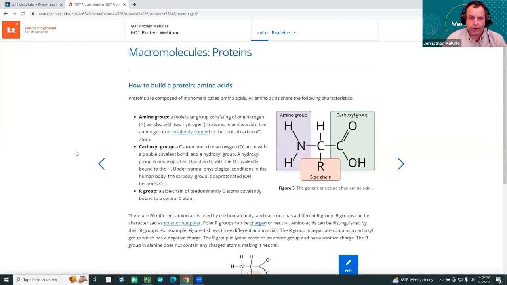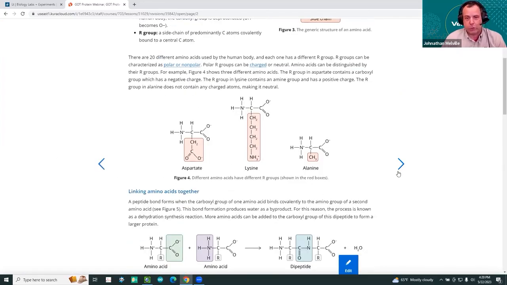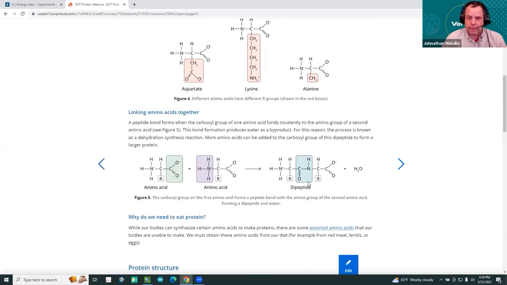If I go to the next page, we go into the basics of macromolecules, right? So for amino acids, for proteins, proteins are made up of amino acids. Amino acids have an amino group, a carboxyl group, and then the side chain. The side chain is the really important part, right? That can be basic, charged, neutral, etc. And it's the R groups that give the protein structure its really neat features, right? We link those amino acids together. So it talks about how you form a dipeptide, what type of bonding is used there.